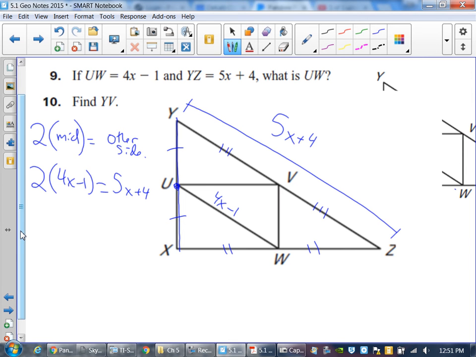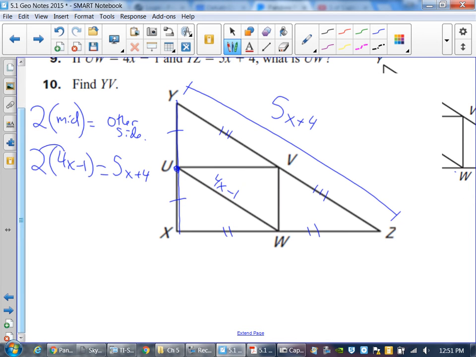Where are you going to screw up? Yeah, usually what happens is you will distribute to the 4x, but you'll forget to distribute to the 1. So do me a favor. Whenever you're doing the distributive property, to make sure that you don't screw up, draw your arrows to show that you're distributing out. It's just a little safety thing. That way you don't forget to send it to both parts. And then you just write it out: 8x minus 2 is 5x plus 4.